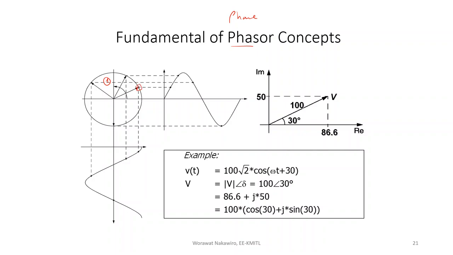For example, if your object is here, the projection of this point onto the horizontal axis, the projection of the object on the horizontal axis, you would get the cosine function. Okay, this is the cosine function.